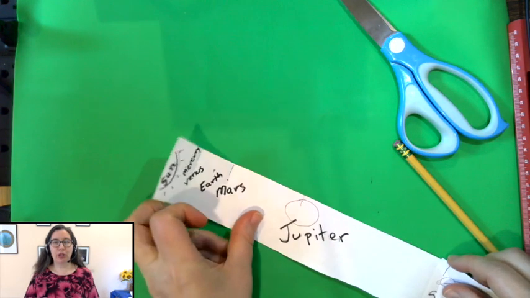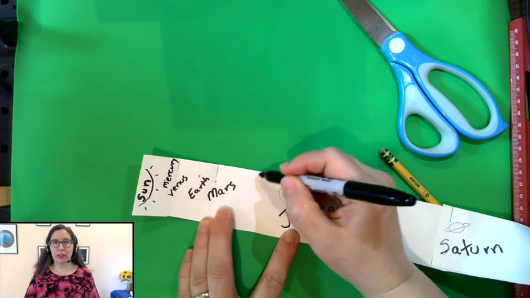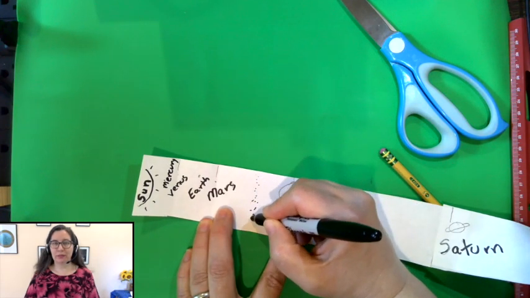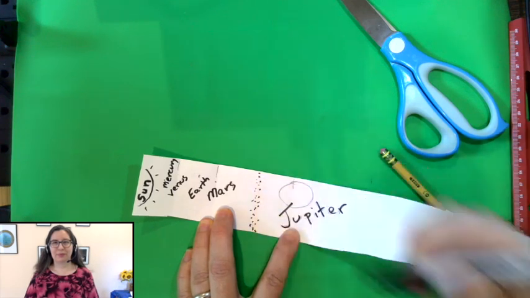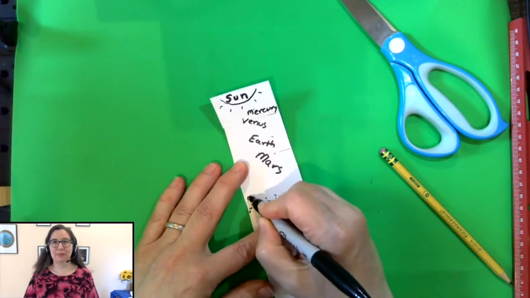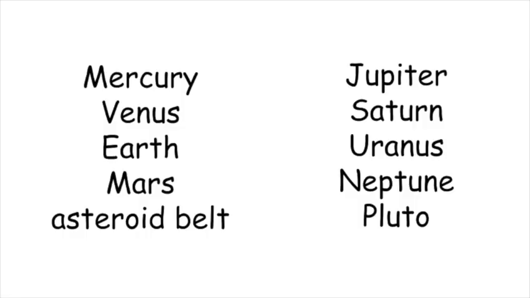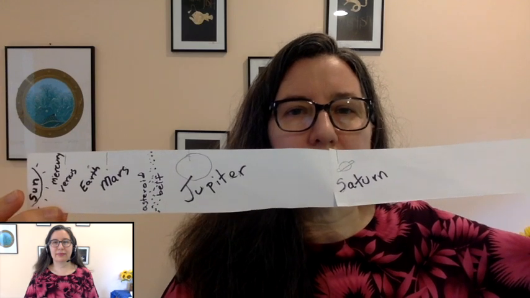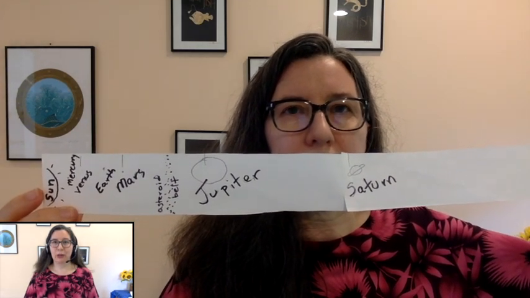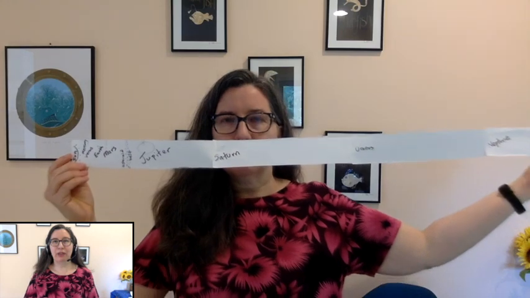About halfway between Mars and Jupiter, add some dots. A whole bunch of little dots. Make them as small as you can. Do you know what these dots represent? This represents the asteroid belt. Now you can add some color if you want, or you can say it's done. So we have our four inner planets close together, and then we have our four outer planets, which are spread much wider apart.